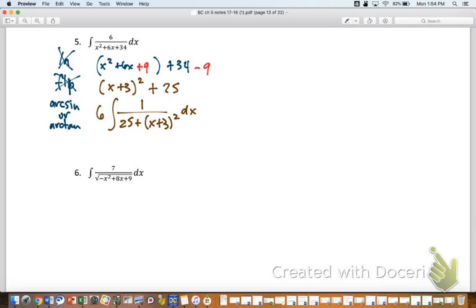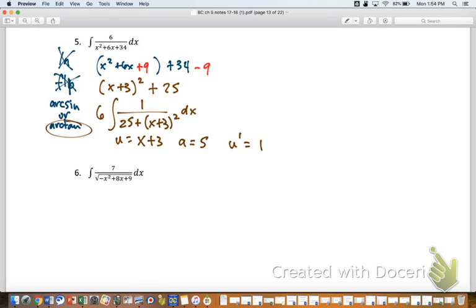Found it. So since we kind of presupposed that this was an arctangent, I need to identify my u. What would you guys say my u is? x plus 3. My a is 5. And my u prime would be 1. So in order for this really to be arctangent, the numerator has to be u prime times a. And u prime times a is 5.